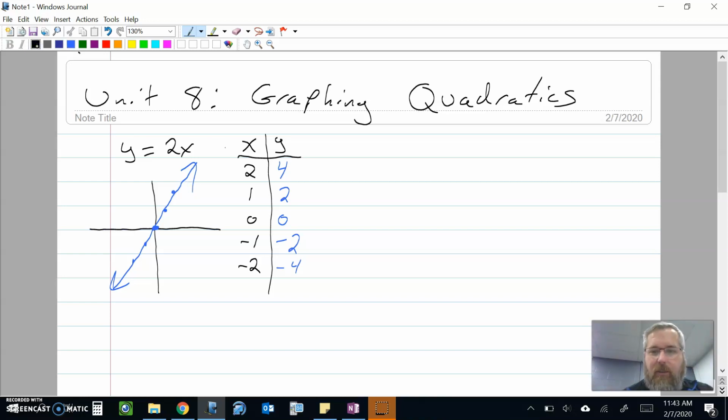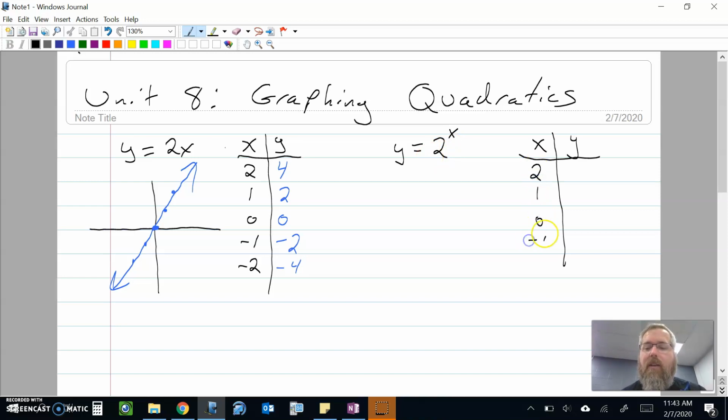Then in the last unit that we just got done with, we talked about exponential functions. y is equal to 2 to the power of x. So let's make a table of values for this. x, y. I don't really expect you to remember exactly what this looks like, but hopefully you remember a little bit of what the shape looks like. Again, 2, 1, 0, -1, and -2.